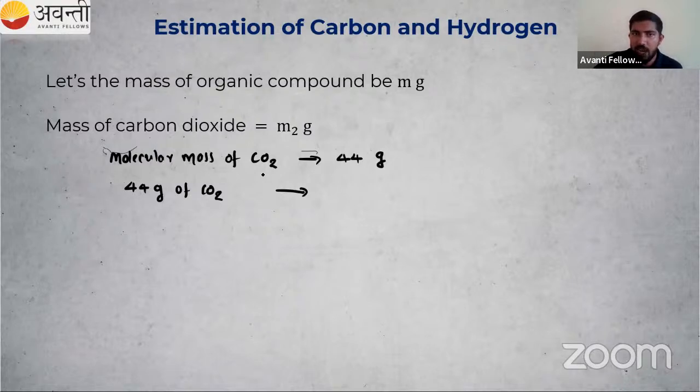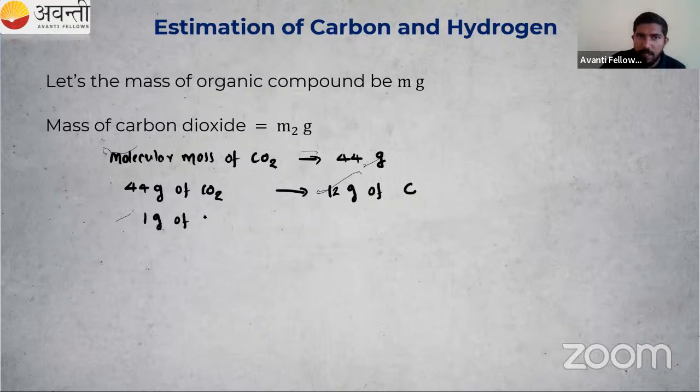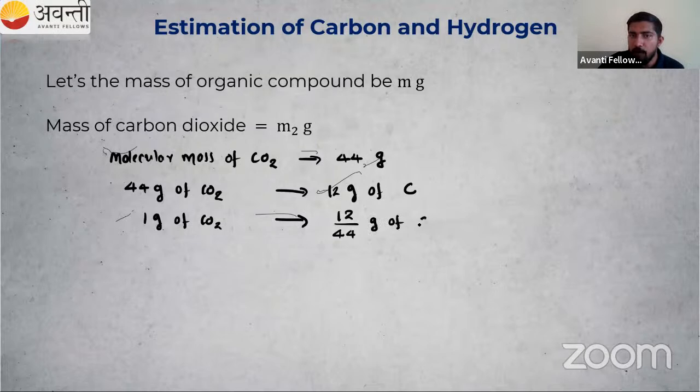Yeah, correct, JNV Srigakulam students, that is correct. So it is 12 gram of carbon. 12 gram of carbon is present in 44 gram of CO2. So what about in 1 gram of CO2, what is the mass of carbon present? That is 12 divided by 44 gram of carbon.